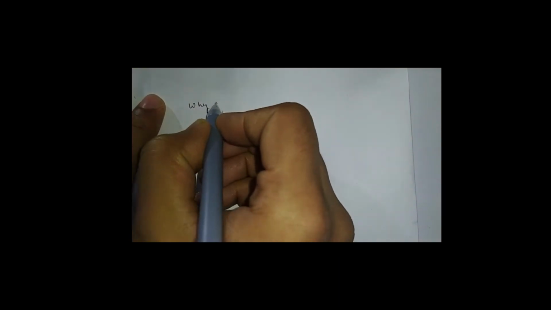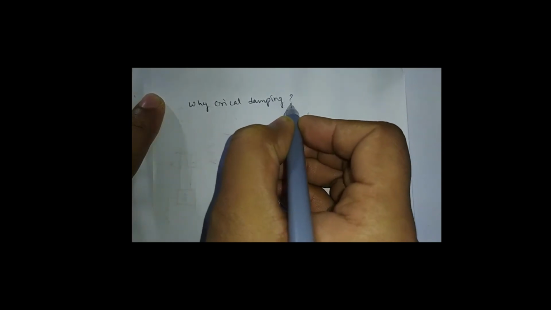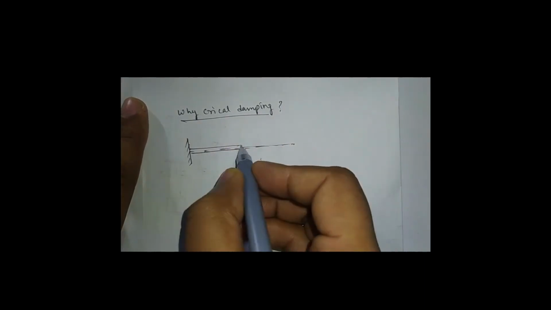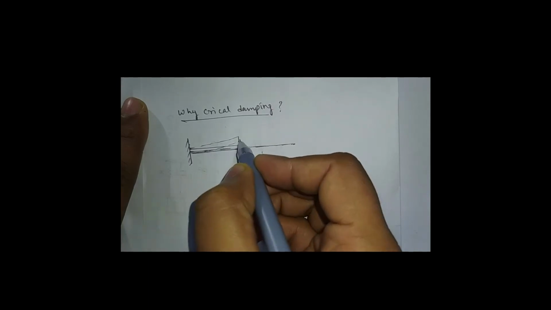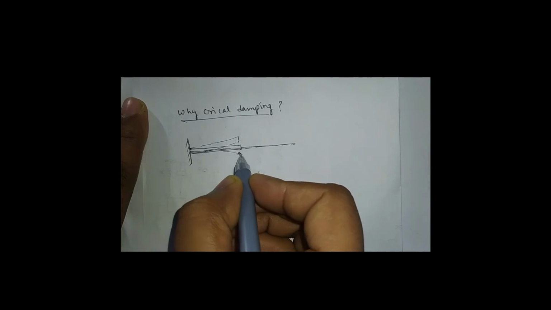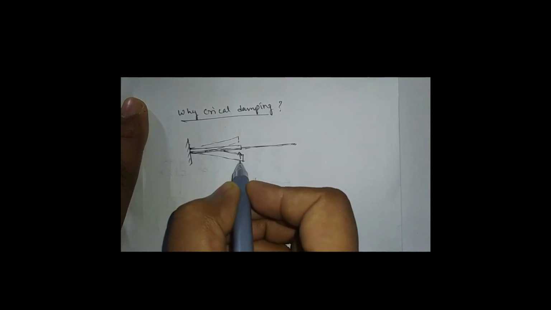Why critical damping? What is the importance? For example, this is a cantilever beam and this is its mean position. Now we are giving some disturbance. It will deflect like this, and now we are leaving it. After some time, it will definitely overshoot its mean position and deflect like this.